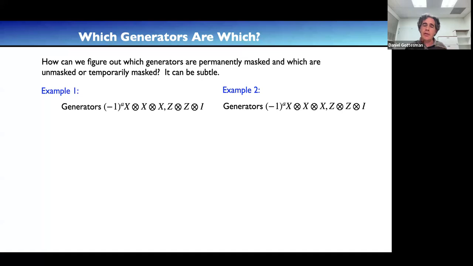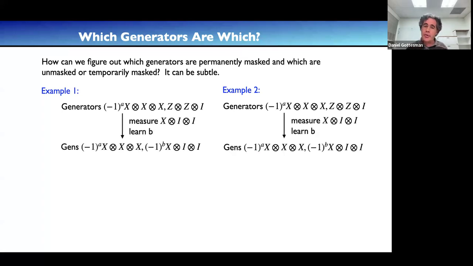And so the state is an eigenstate of XXX, and it's an eigenstate of ZZI. So we'll assume it's a +1 eigenstate of ZZI, and it's an eigenstate with eigenvalue -1 to the A of XXX. And we want to know what A is. So in both the first and the second example, the first thing we do is we measure X on the first qubit. Why are we doing that? Well, that's part of the protocol that was given to us, okay? And so we get some answer. We get the answer B. So the eigenvalue of XII is -1 to the B.